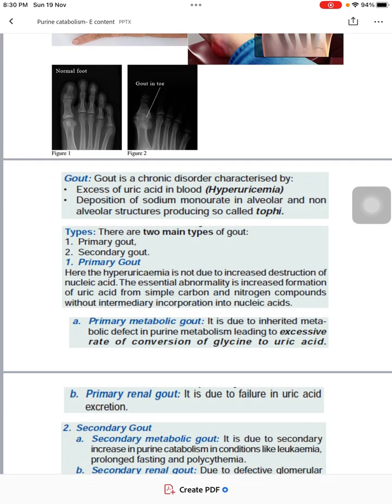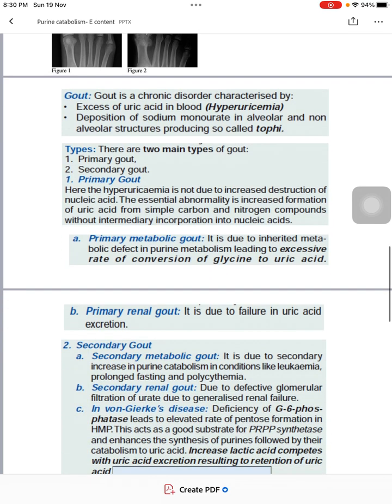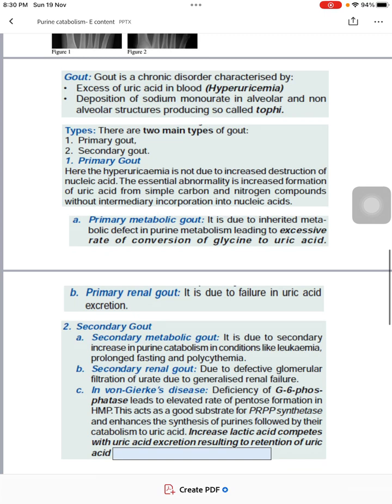Gout is a chronic disorder. It is characterized by excess of uric acid in blood, hyperuricemia, and deposition of sodium monourate in articular and non-articular structures, producing the so-called tophi. There are two types of gout. First one, primary gout. Second one, secondary gout. In primary gout, the hyperuricemia is not due to the increased destruction of nucleic acid. The essential abnormality is increased formation of uric acid from simple carbon and nitrogen compounds without intermediary incorporation into nucleic acids. And the primary gout can be primary metabolic gout or primary renal gout.